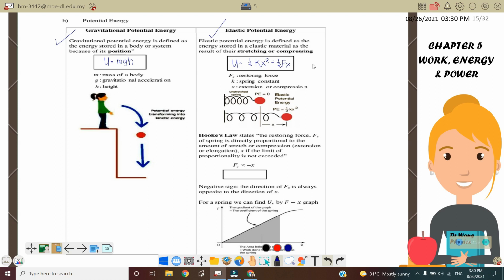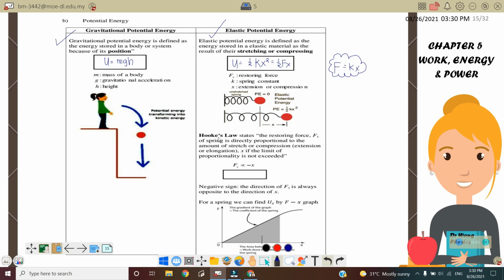Because we know that the relationship between F and k is F equals kx. So either you write the elastic potential energy as half kx squared, or you can write it as half Fx, where F is the restoring force, k is the spring constant, and x is the extension or compression.